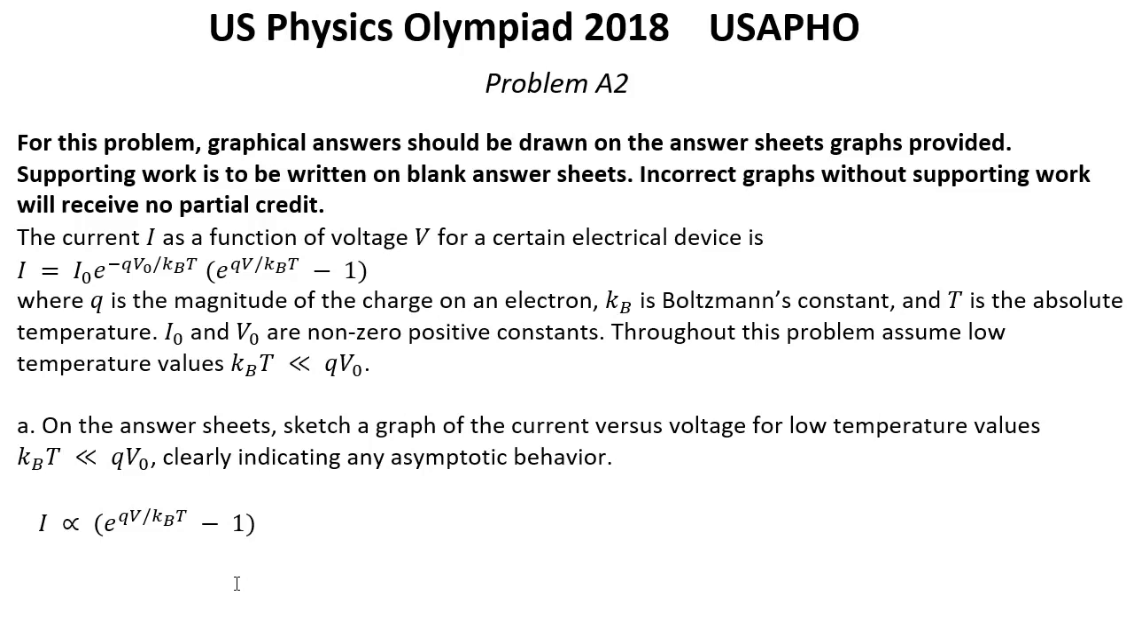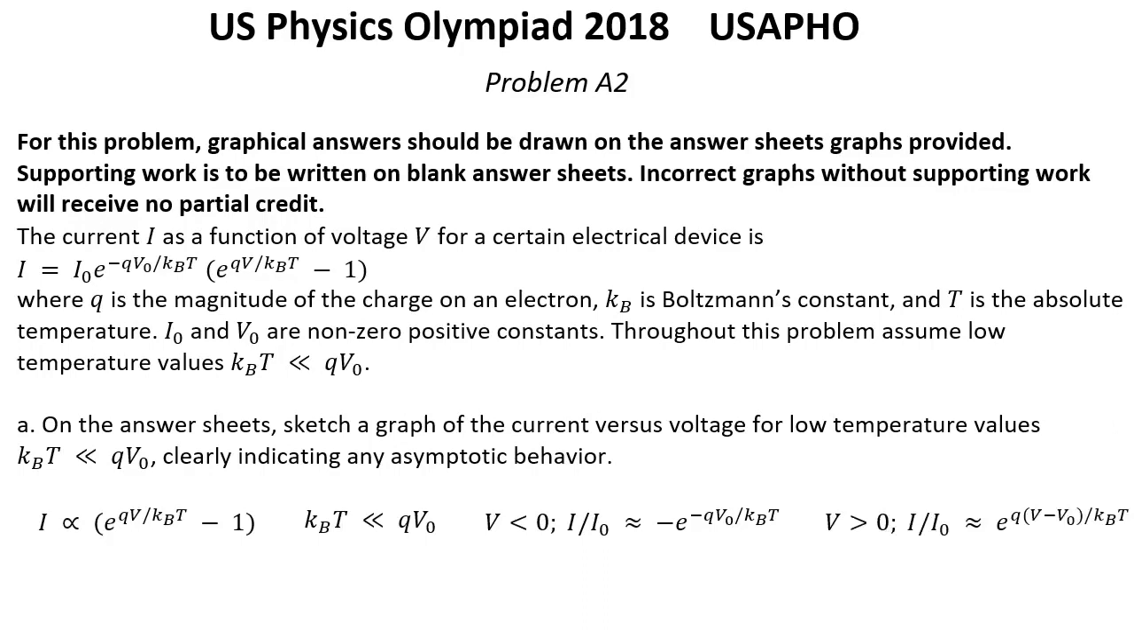This answer is acceptable, but we can use the condition that k_B T much less than qV0 to simplify the graph. For negative V, we have I over I0 approximately equal to negative e to the power of this one, which is extremely small. For positive V, we have I over I0 approximately equal to this expression, which is extremely small when V is less than V0 and extremely large when V is greater than V0. Then we have this answer.